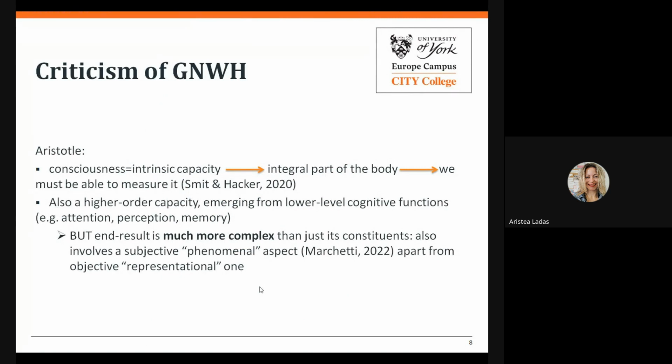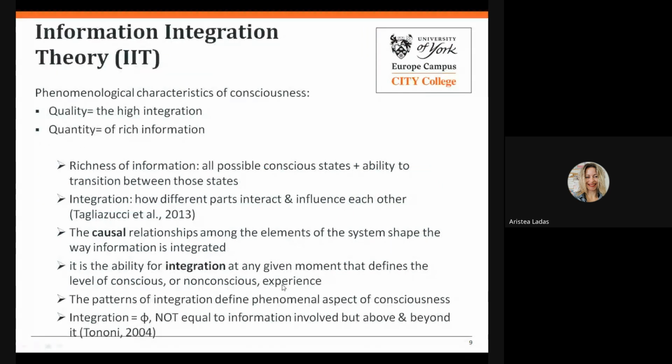A main criticism of the global workspace hypothesis is that consciousness has both a subjective and an objective aspect, and this theory can produce testable hypotheses only about its objective aspect. But as Aristotle supported, consciousness is an intrinsic capacity of humans, an integral part of the body, so we should be able to measure it holistically, not only its objective aspect.